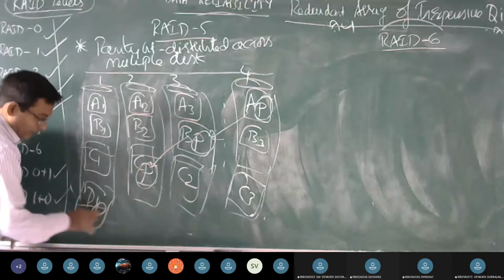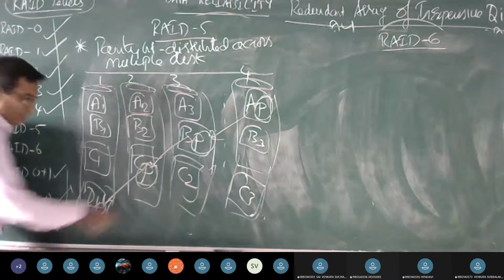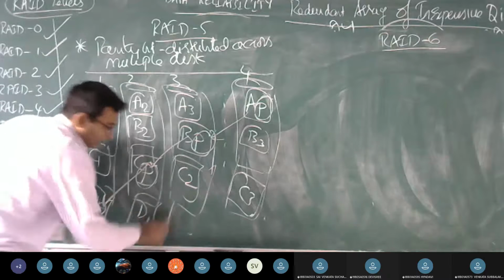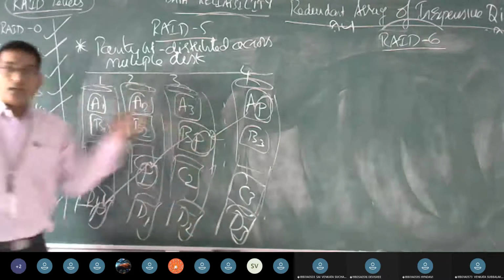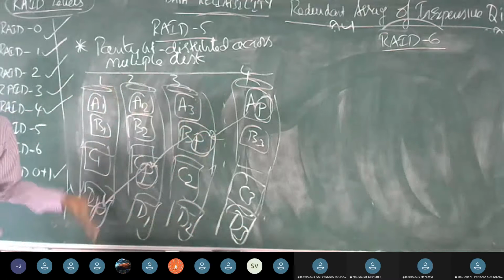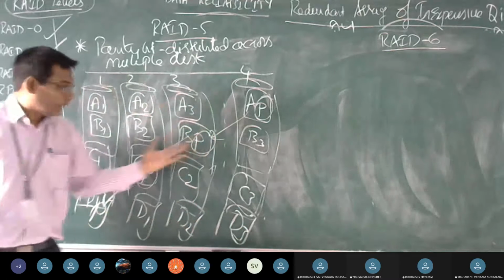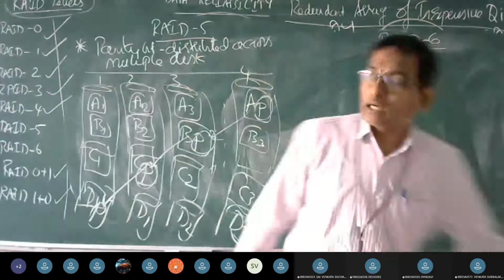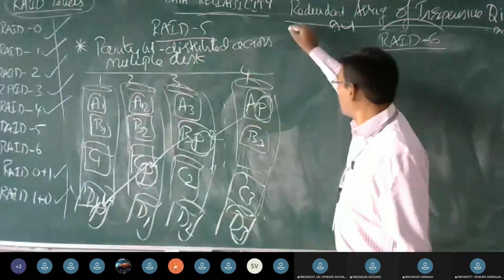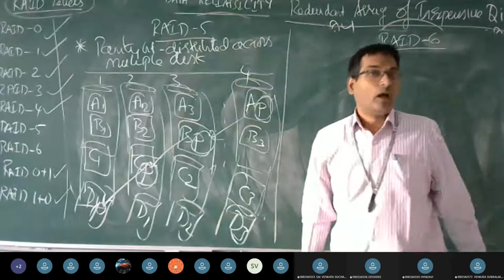Then I can say parity bit is moved to first. Then I can say it is D1, D2, and D3. So there are disk blocks which are going to be spread across, and further we are going to put this parity aspects here. So that is how the concept of RAID 5 is going to be taken up.